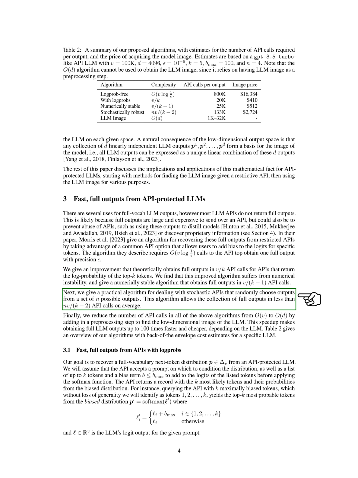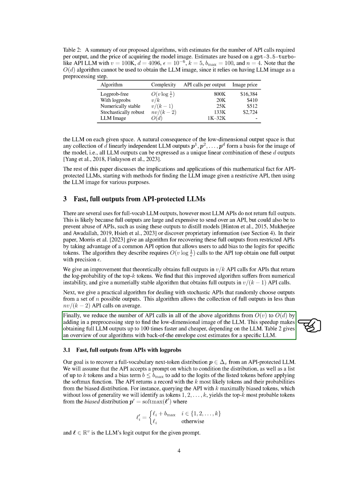Furthermore, we devise a practical algorithm to handle stochastic APIs that randomly select outputs from a set of possibilities. This algorithm enables us to gather complete outputs in less than 49 API calls on average. By incorporating a preprocessing step to identify the low-dimensional representation of the LLM, we reduce the number of API calls in all the algorithms from 50 to 18. This acceleration significantly speeds up the process of obtaining full LLM outputs, making it up to 100 times faster and more cost-effective, depending on the specific LLM.